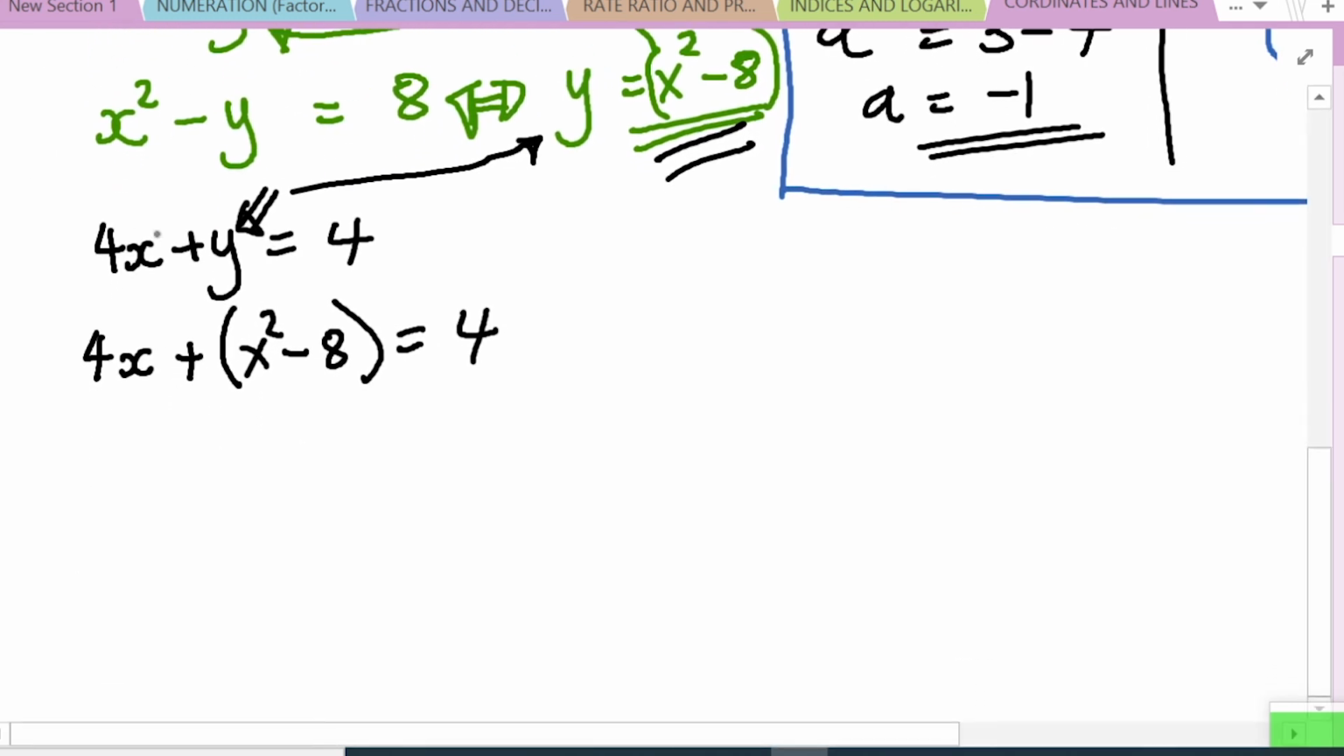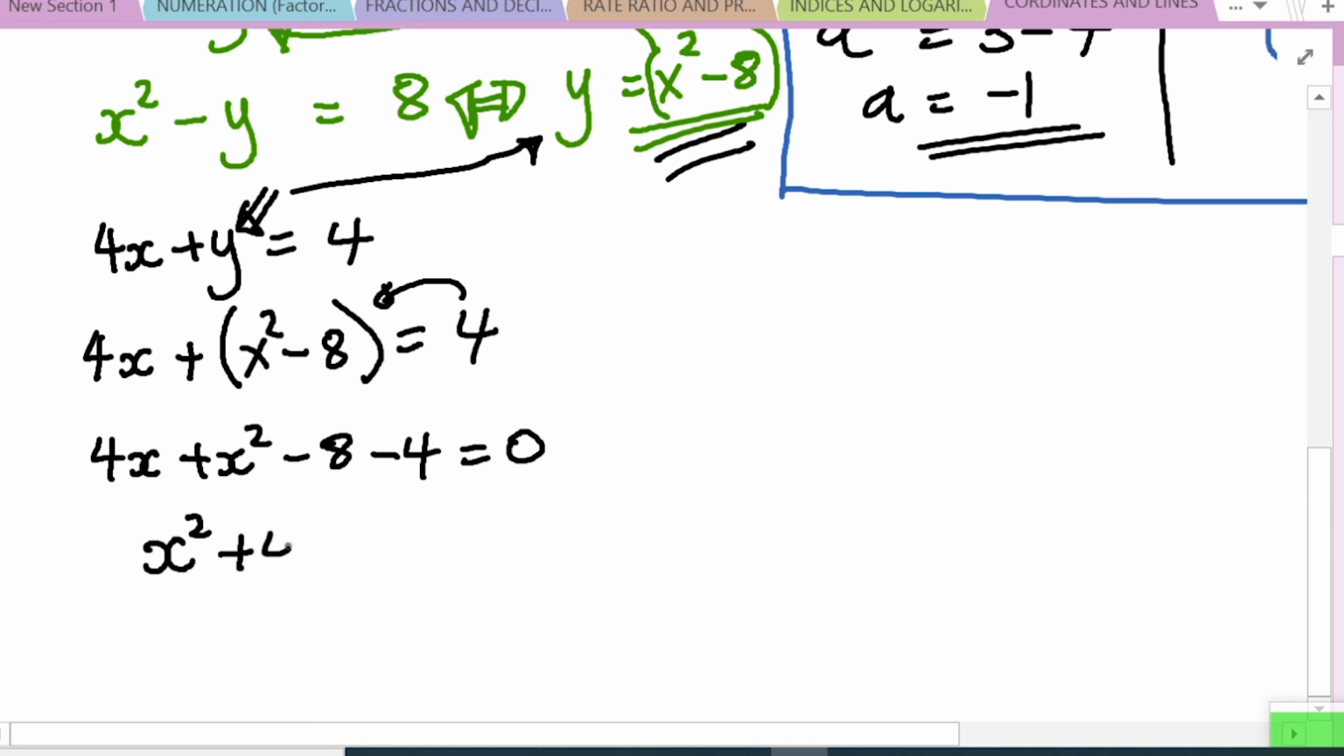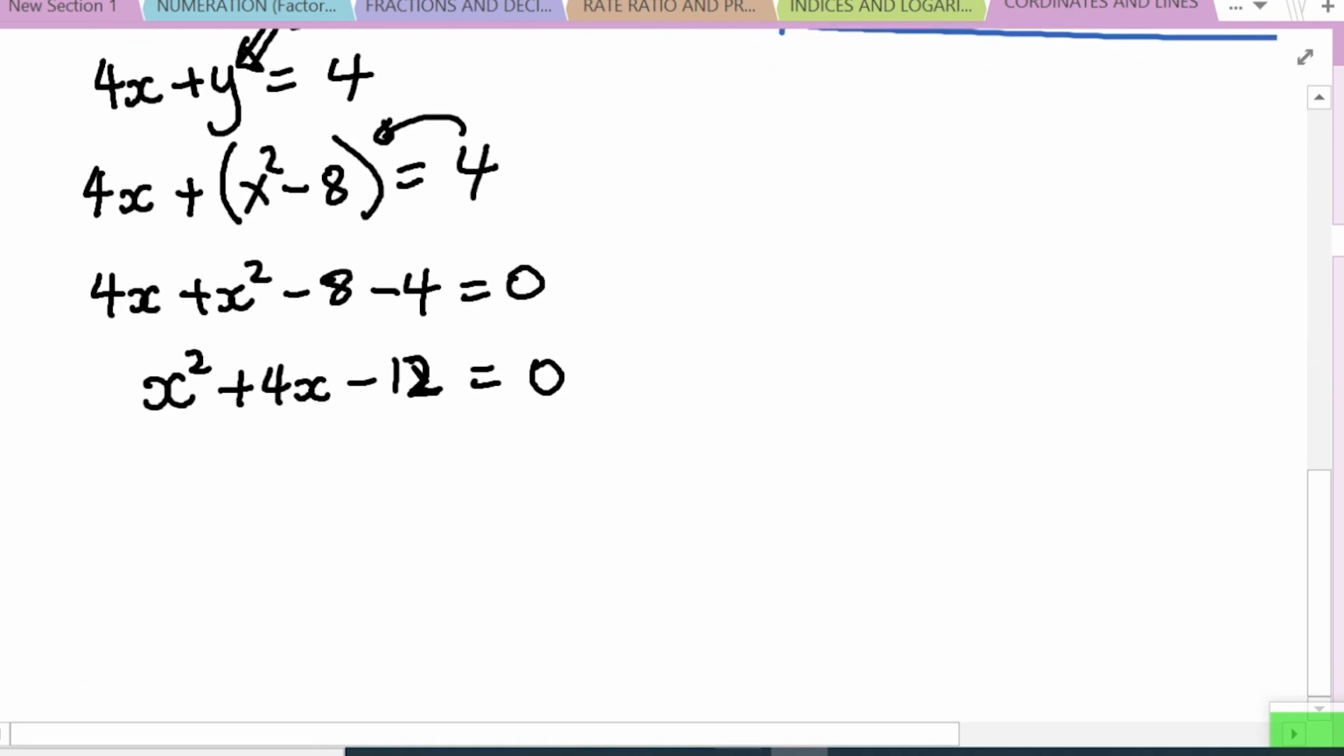So this is going to become 4x plus x squared minus 8. Let's put this 4 this way: minus 4 is equal to 0. Rearranging it in the form of a quadratic equation, it becomes x squared plus 4x minus 12 gives us 0.